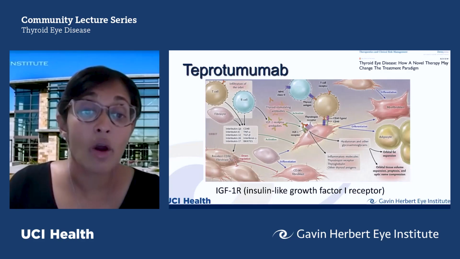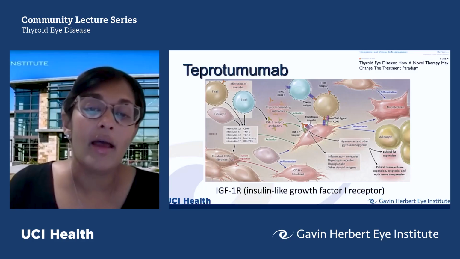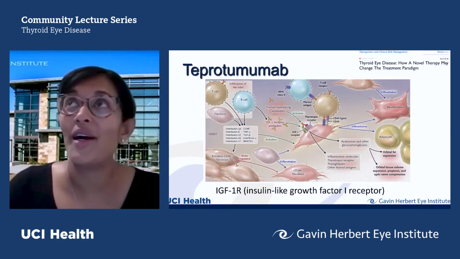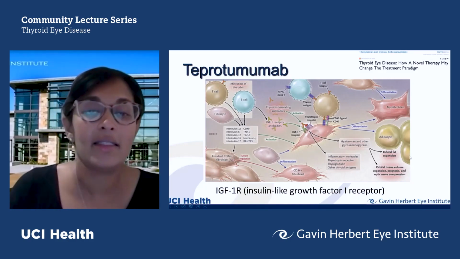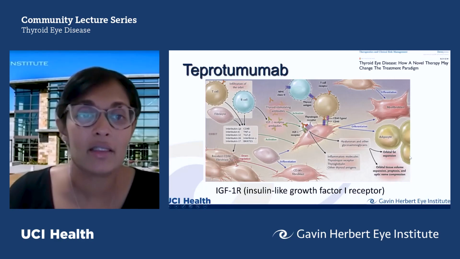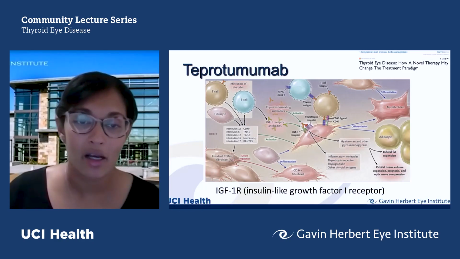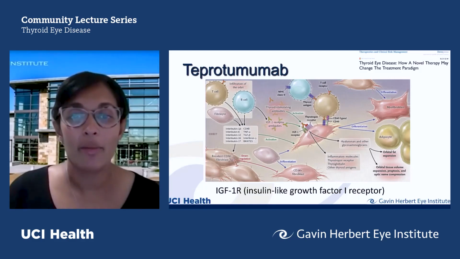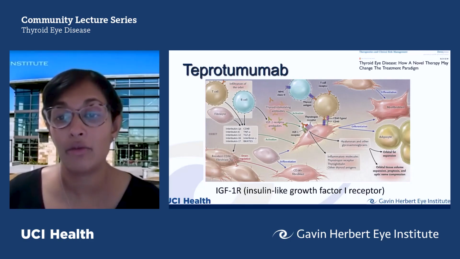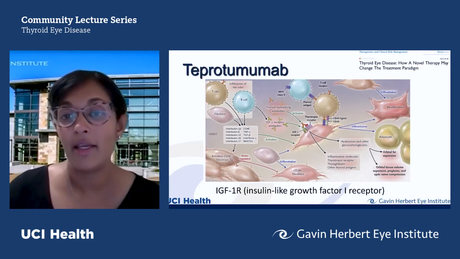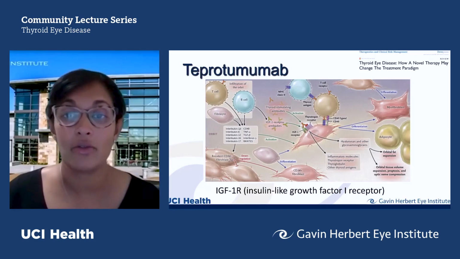It targets the insulin-like growth factor 1 receptor protein. The reason that it works is, and this is a busy slide, that there's a pro-inflammatory landscape. What that means is there's a bunch of cells that create an environment of inflammation. That inflammation then activates other cells to lay down something called glycosaminoglycans, which leads to your fat compartments getting really big and your muscles getting really big.